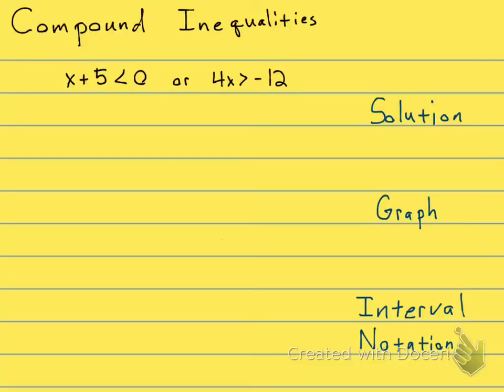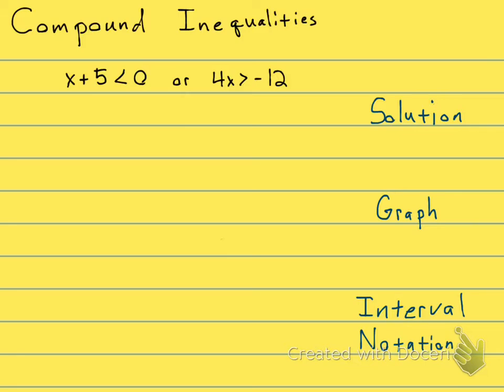All right, so we have a compound inequality problem, and it is an OR. And we need to solve for x on the left, and we need to solve for x on the right. So to get the solution, that's the first thing we need to do. Let's look on the left.